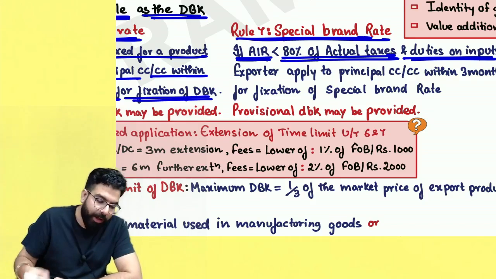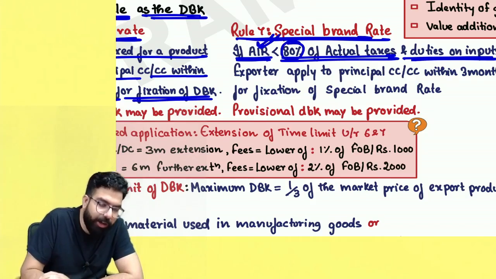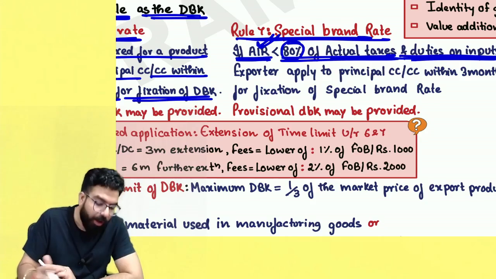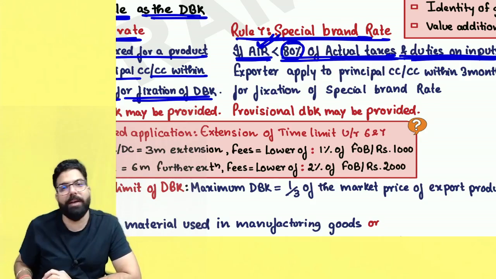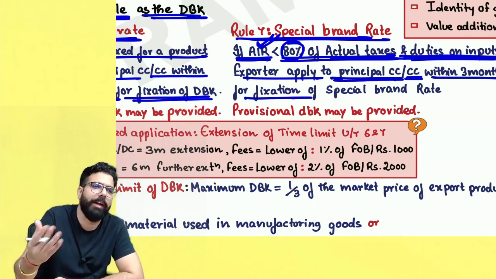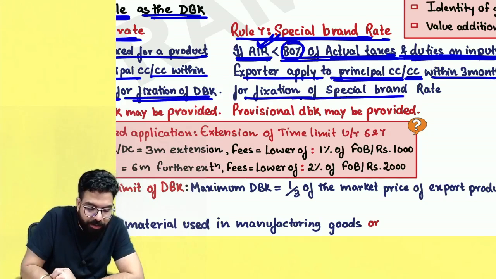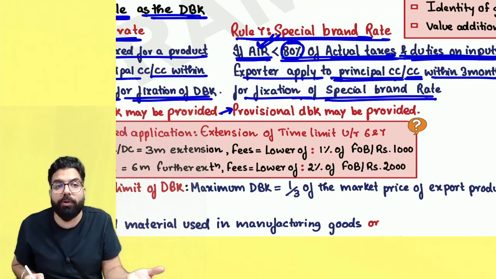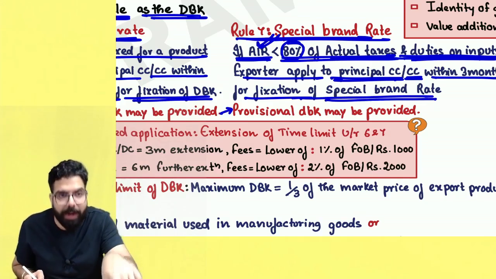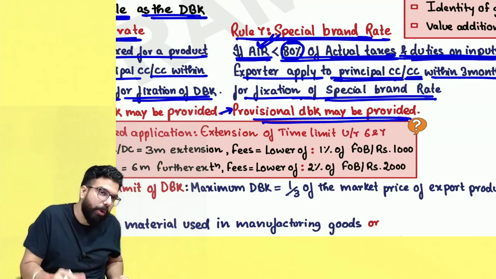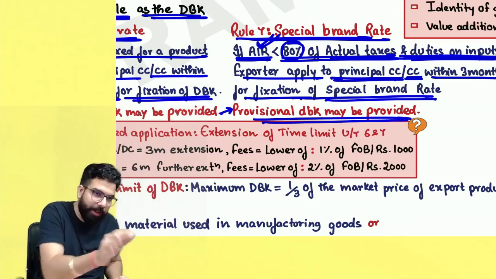If you are getting less than 80% of the actual duties paid on inputs as duty drawback by applying the all industry rate, then you can apply for a special brand rate. Exporter can apply to the principal commissioner or commissioner of custom within 3 months from what date? From the late export order for the application for fixation of special brand rate. When special brand rate is fixed, then you will apply for duty drawback, then it will be given. It is going to take time. So in the meanwhile, provisional duty drawback may be provided based on a bond plus a security also.